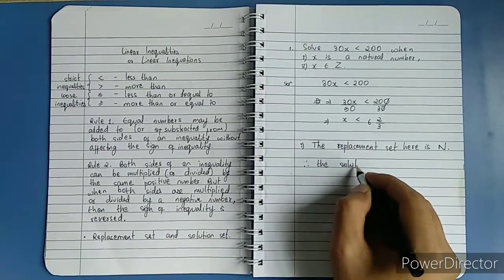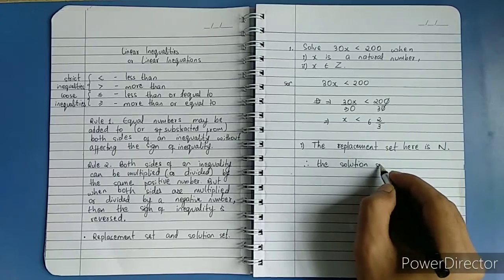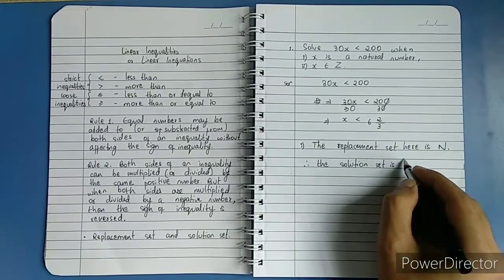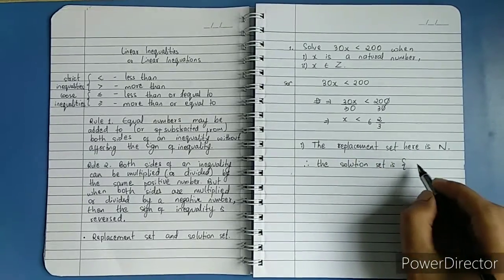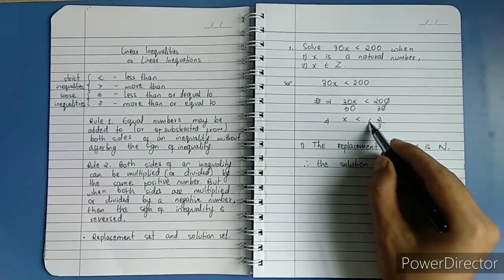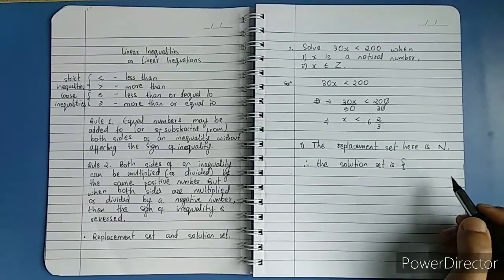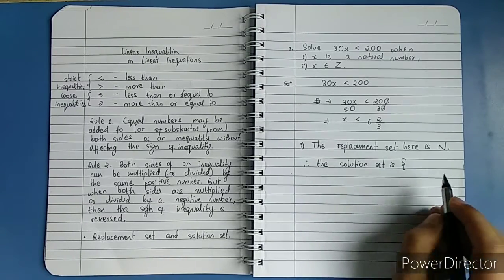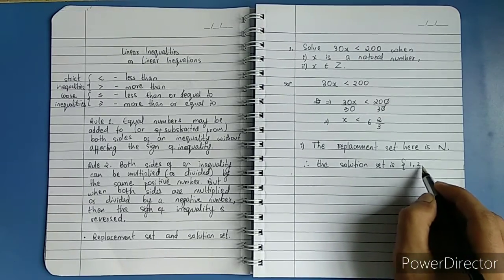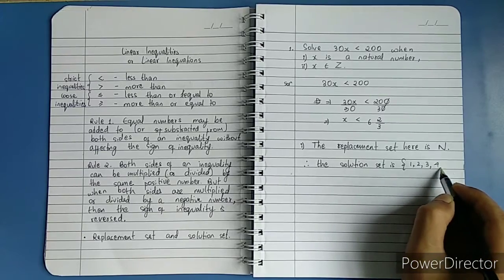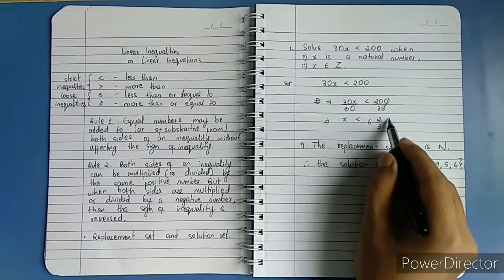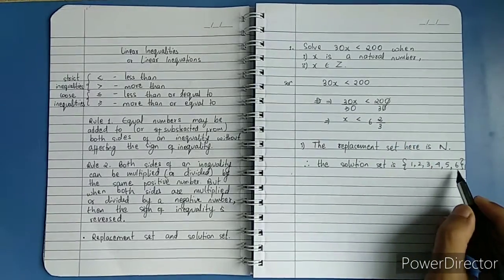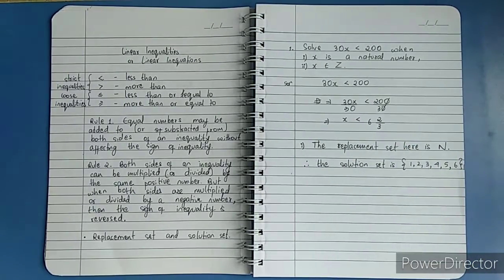the solution set is the set which contains the answer. So the solution set will be x is less than 6 2 by 3. So we'll have all the natural numbers below 6.67. That will have 1, 2, 3, 4, 5 and will include 6 as well, because this number is bigger than 6. So this is our solution set.